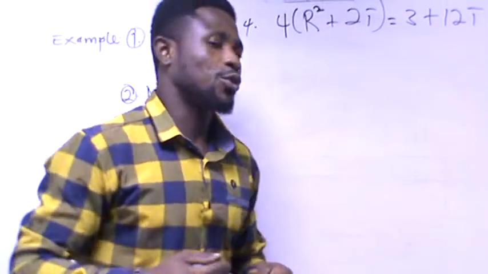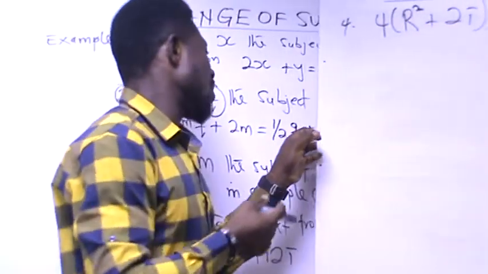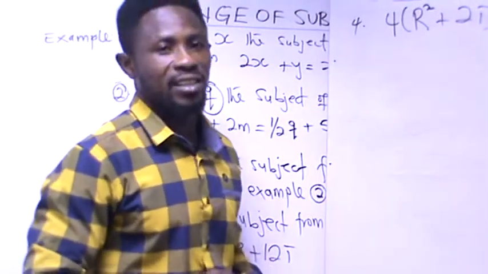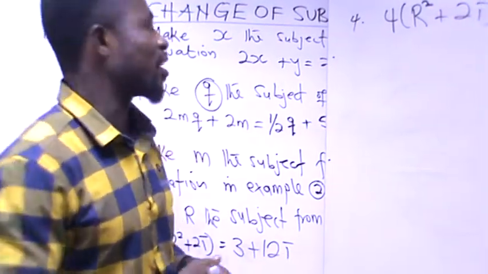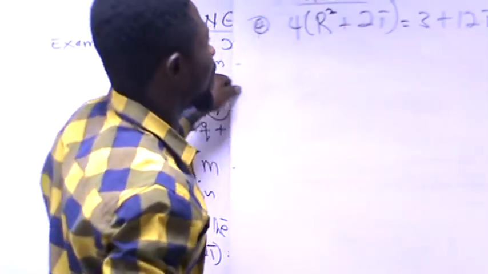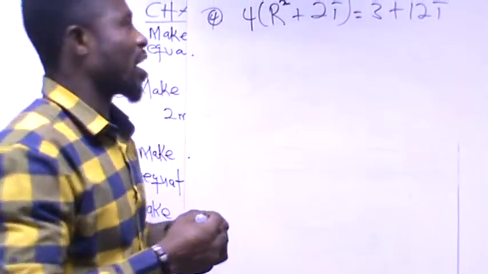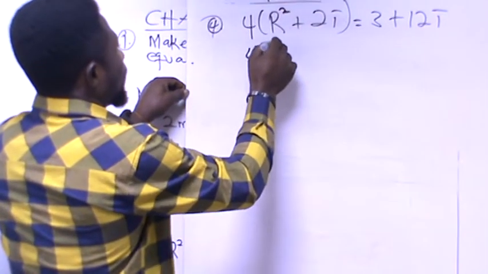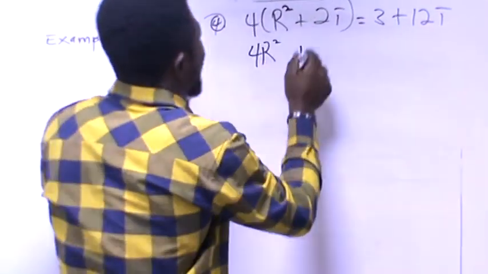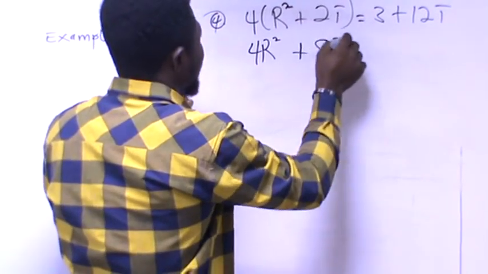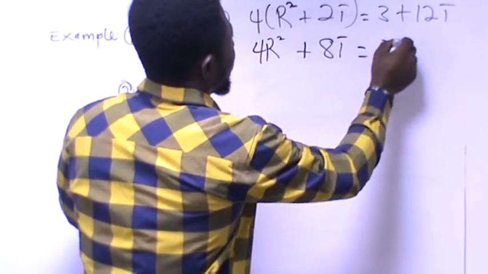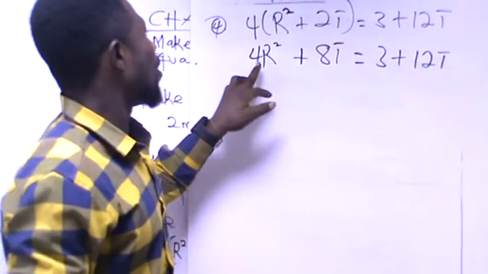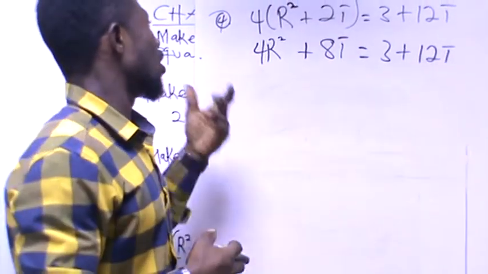We've seen some questions that involve fractions, where we get rid of the fraction. Now we have a question with brackets, and you have to get rid of the bracket first. To get rid of the bracket, we expand it. Multiplying those in the bracket by 4, we have 4r squared plus 4 by 2t, which gives 8t, equals 3 plus 12t.